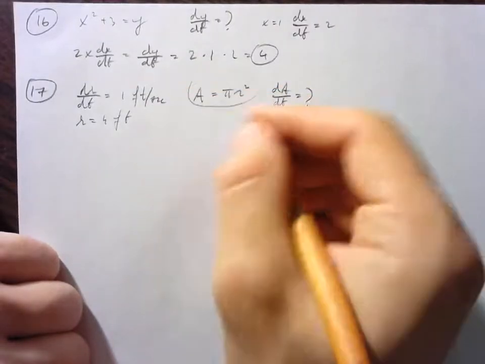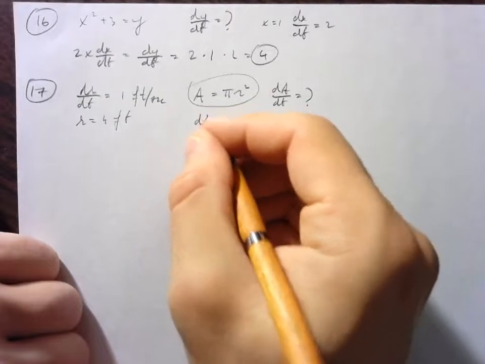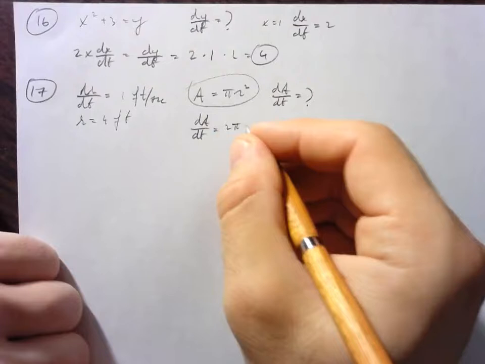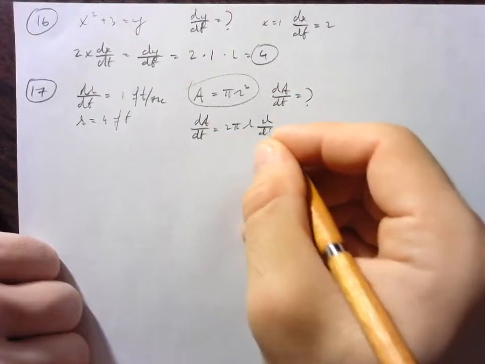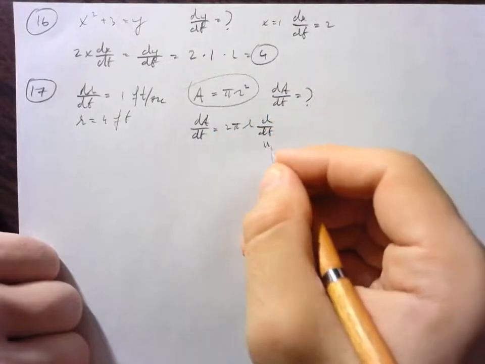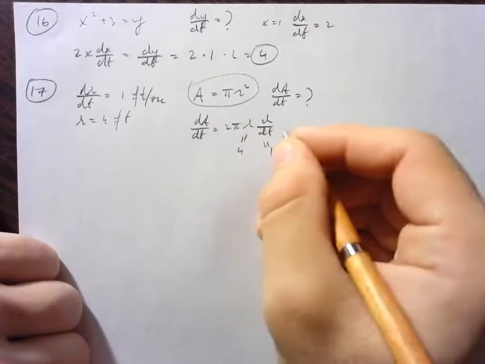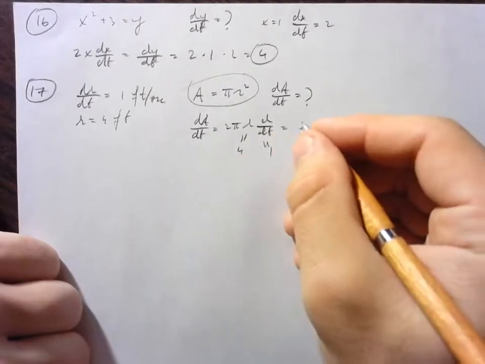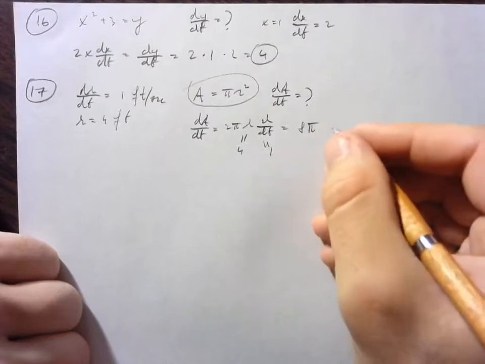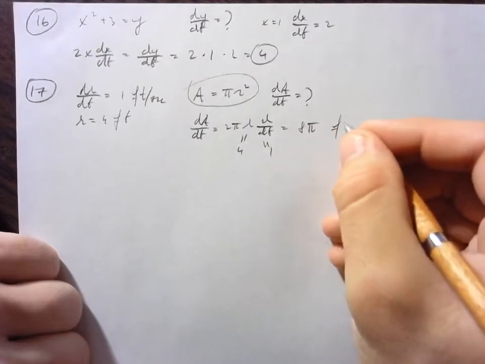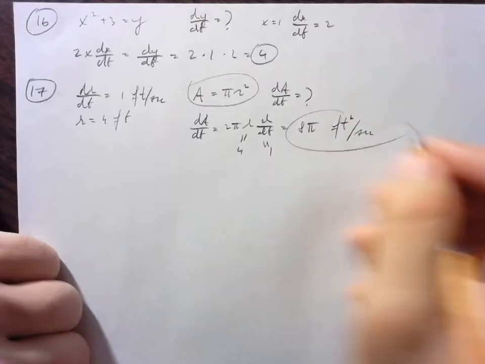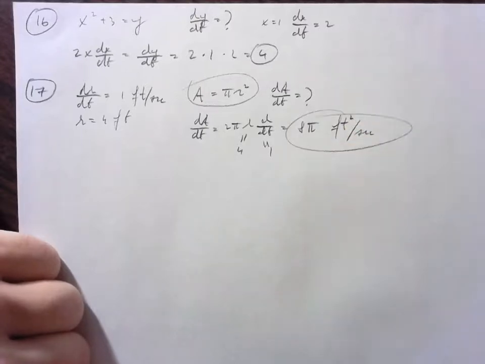Well, I take the derivative of this equation with respect to t, so I have dA/dt equals 2 pi r dr/dt. I know dr/dt is 1, I know r is equal to 4, so that means dA/dt should be 4 times 2, which is 8 pi square feet per second. That's the answer.